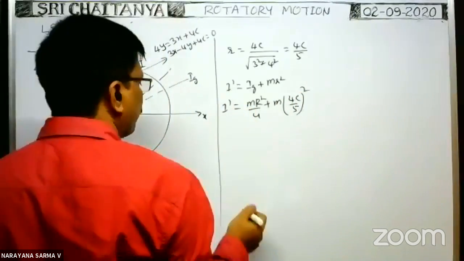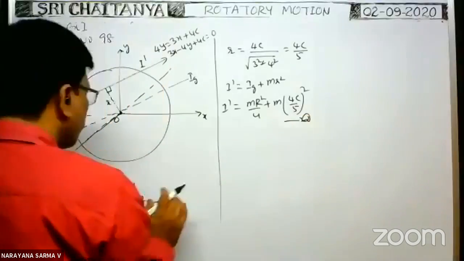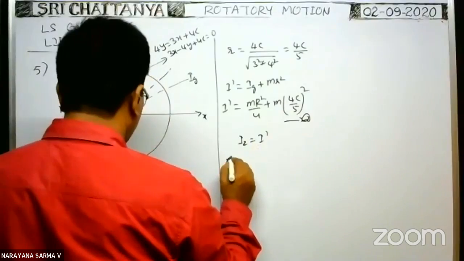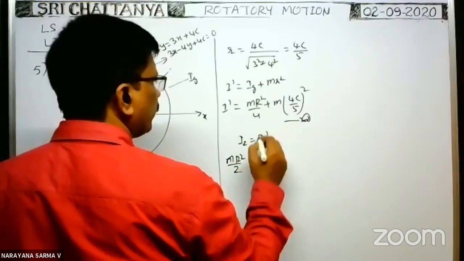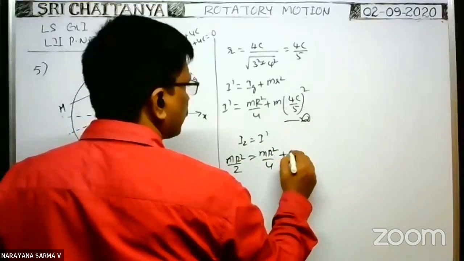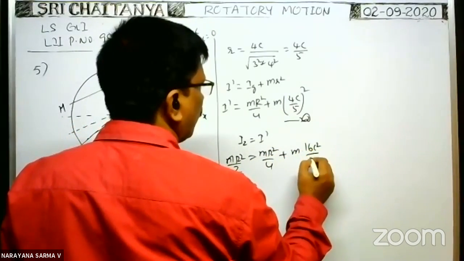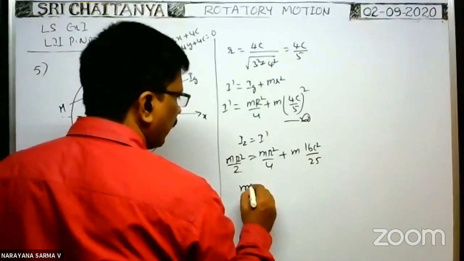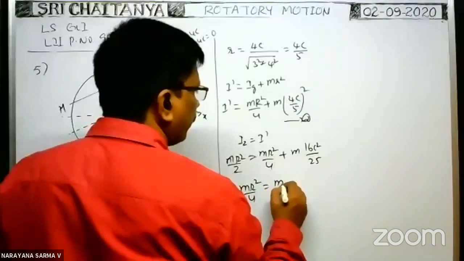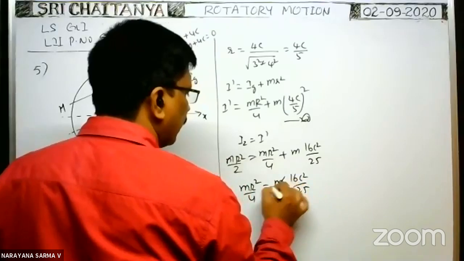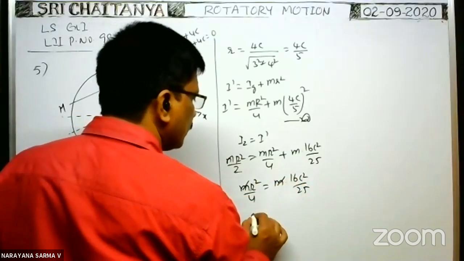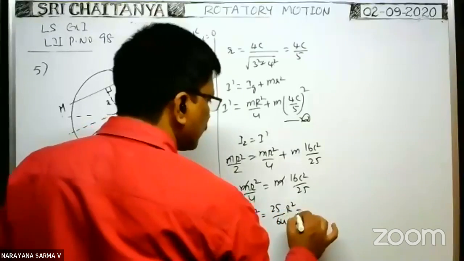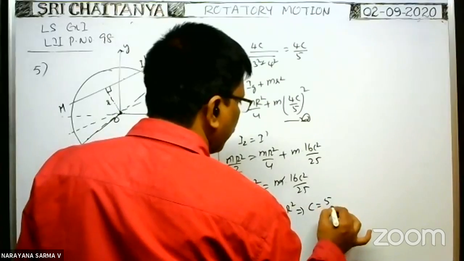Okay, this is the moment of inertia. But according to the problem, these two are equal. Therefore Iz is equal to I dash. Iz, mR square by 2, is equal to mR square by 4 plus m into 16c square by 25. You bring this to the left and subtract, then you get mR square by 4 is equal to m into 16c square by 25. M cancels. Therefore c square is equal to 25 by 64 into R square, so c is equal to 5 by 8 R.